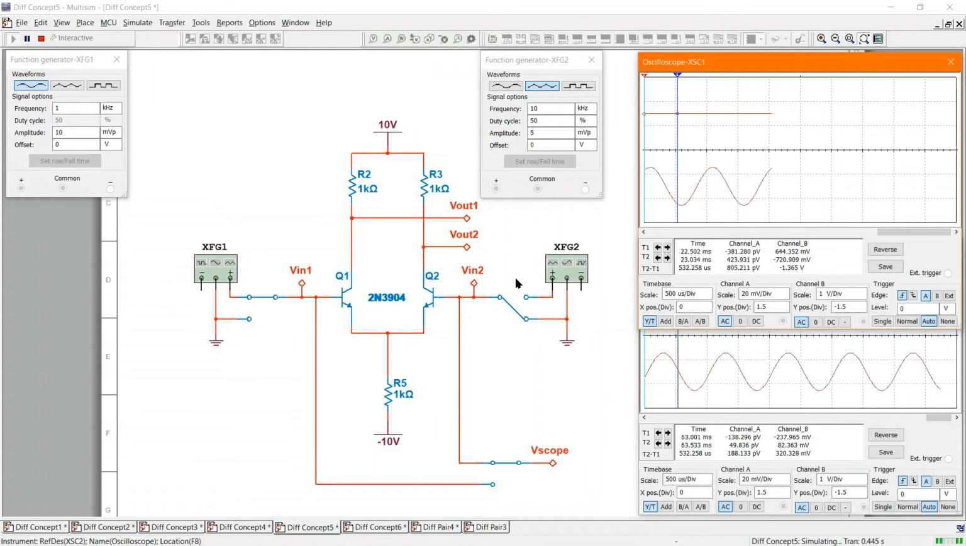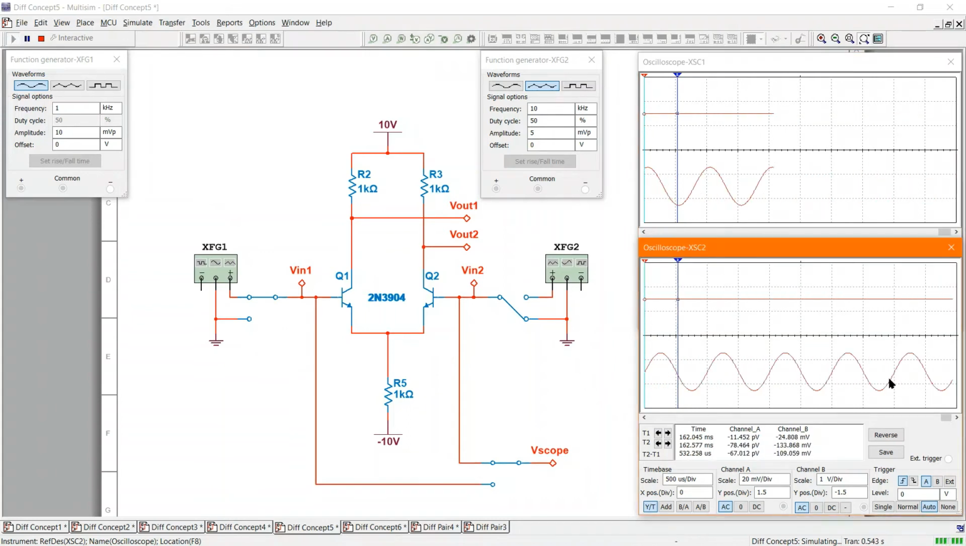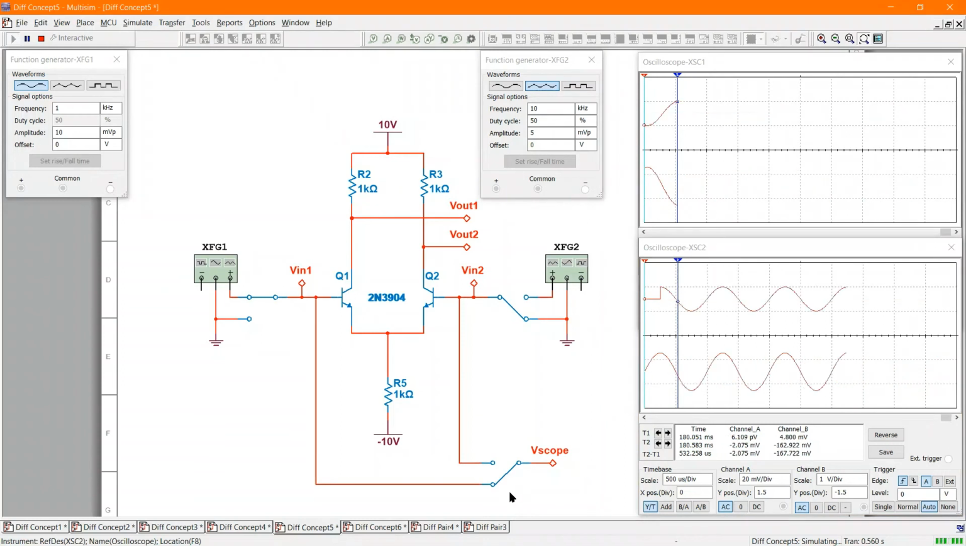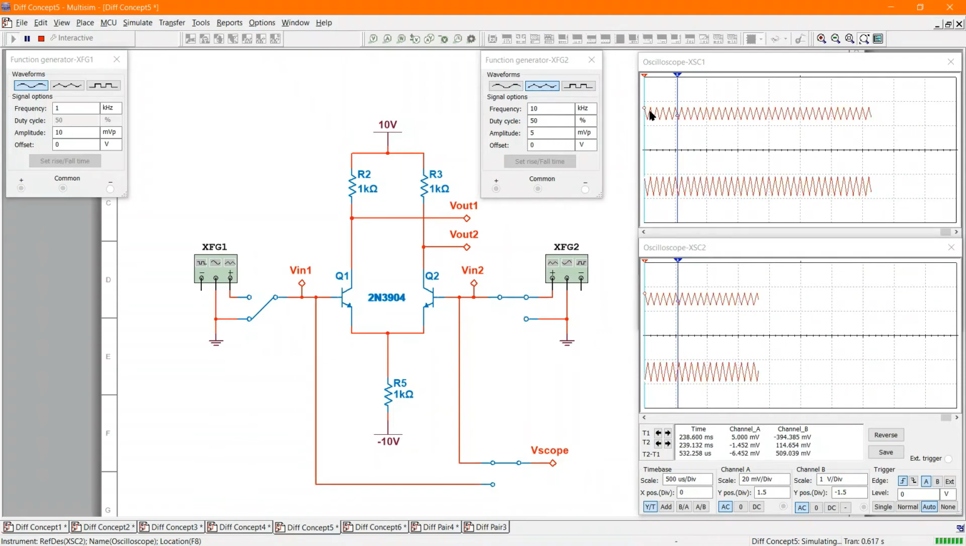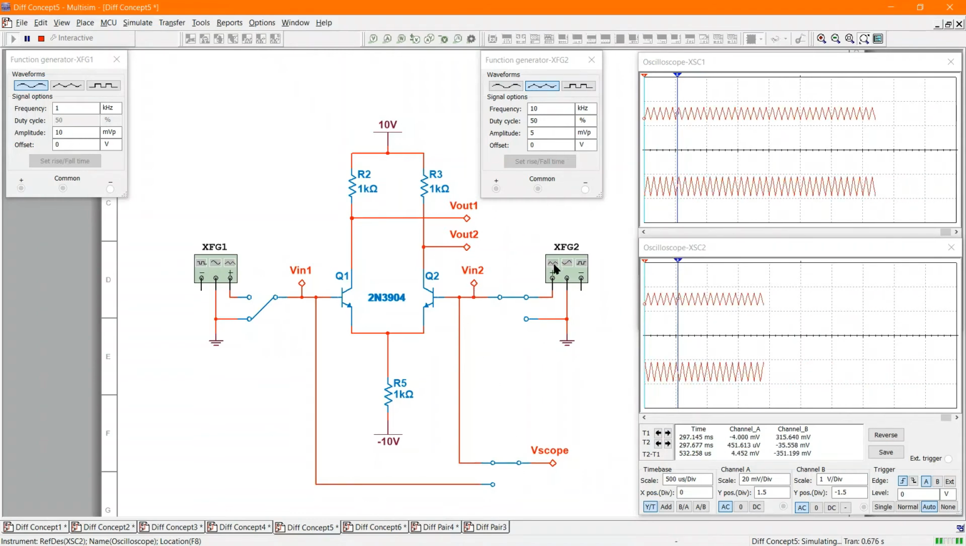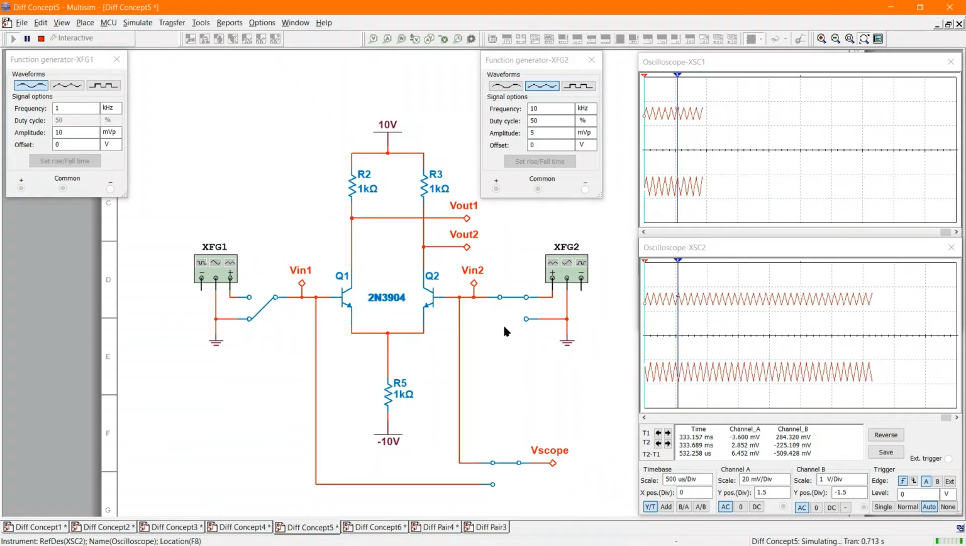Let's get this going. So I put a sine wave into this guy and I get off of Vout1 that's out of phase and Vout2 is in phase. But if I ground that input and then I put a triangle wave in on this side, I get Vout2 is out of phase with the input and Vout1 is in phase with the input. What happens if I put both of them in at the same time?